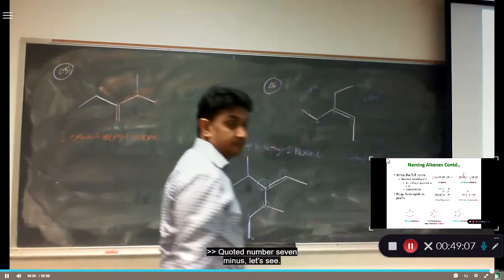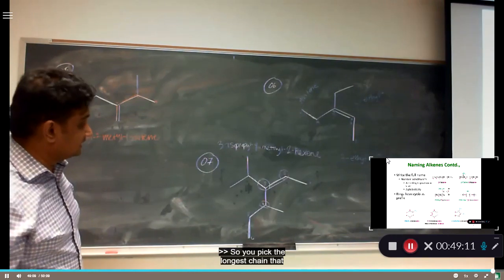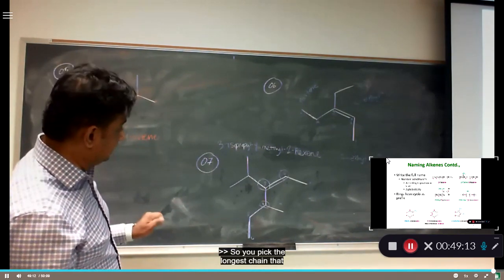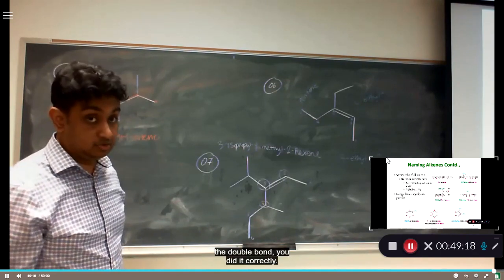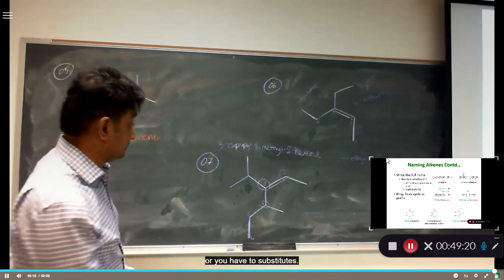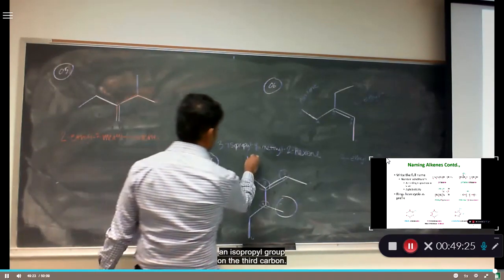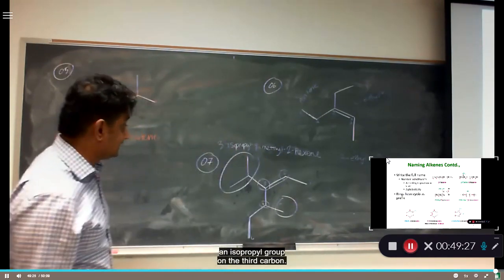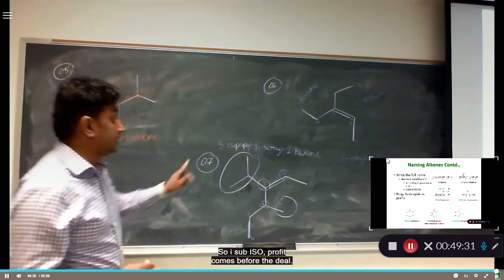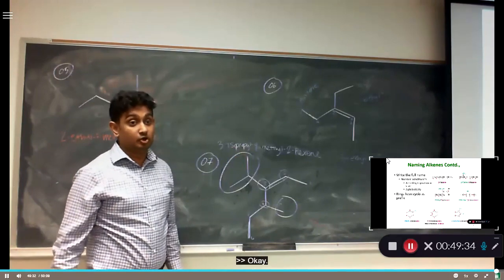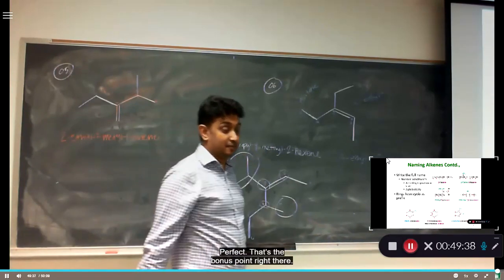Who did number 7? Madison, let's see. So you pick the longest chain that includes both carbons of the double bond. You did it correctly, so your parent is correct. So you have two substituents. You have a methyl group on the fourth carbon and you have an isopropyl group on the third carbon. So you put them alphabetically, so isopropyl comes before methyl. So you did everything correctly and it is a 2-hexene. Well done, perfect. That's a bonus point right there.